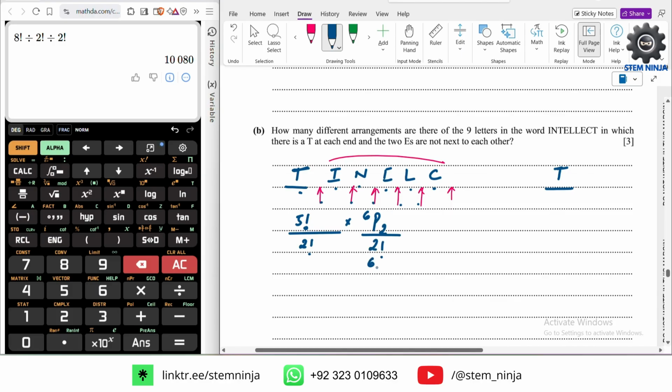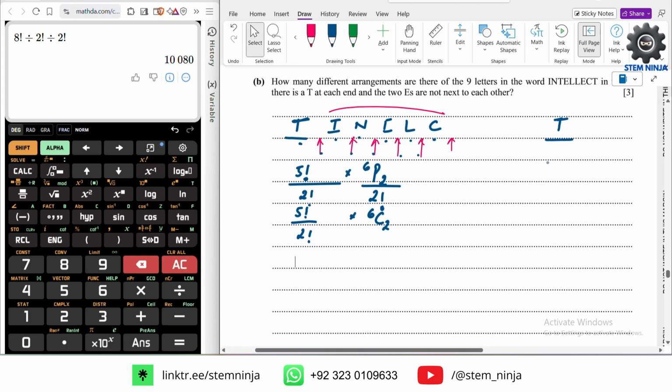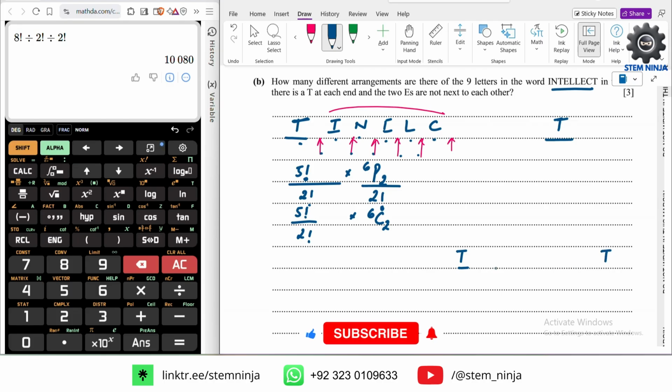Actually, we could have done 6C2 also, because these two E's are also identical. So this would yield the same answer. Another way we could do this is, I think, the first method that I said. We choose with no restrictions. So T at the end, 1, 2, 3, 4, 5, 6, 7. We have L's, we have E. So no restriction means 1, 2, 3, 4, 5, 6, 7.